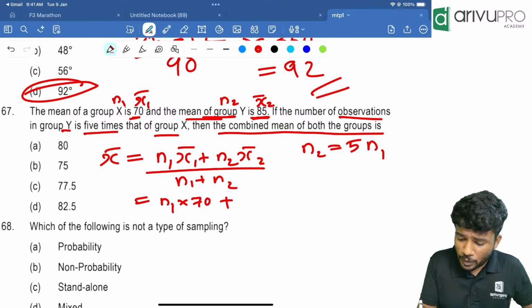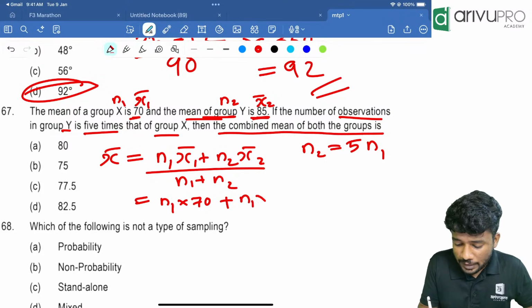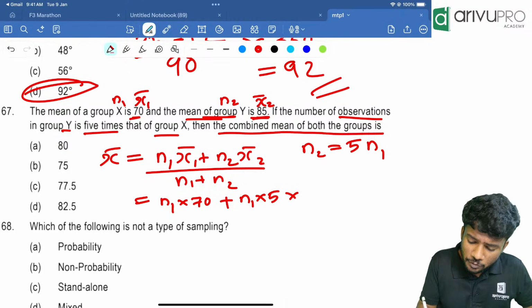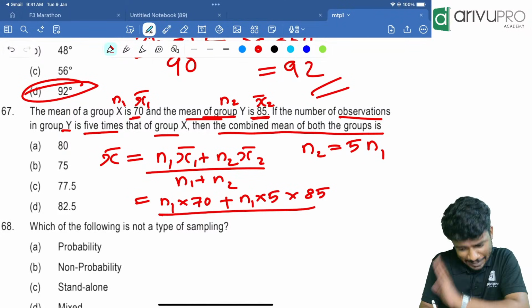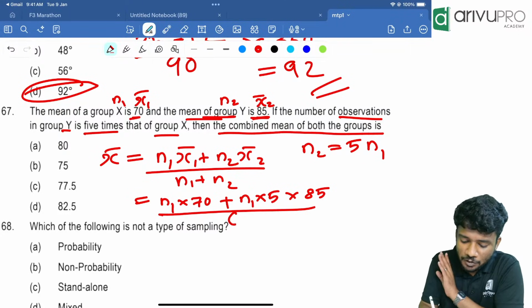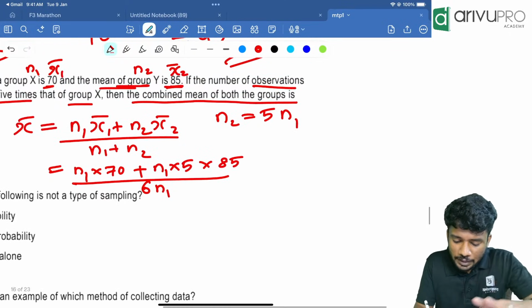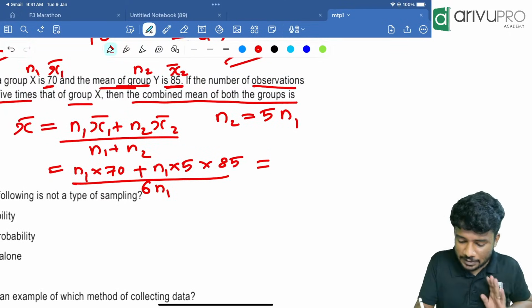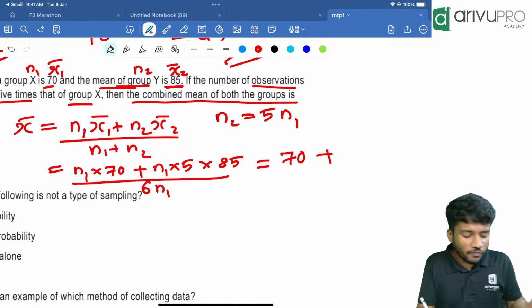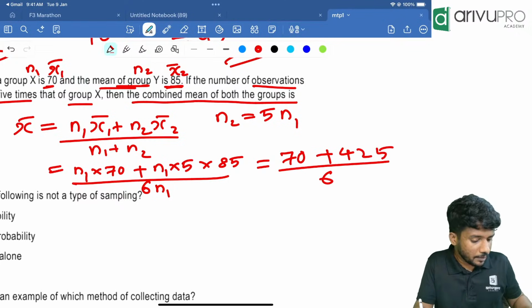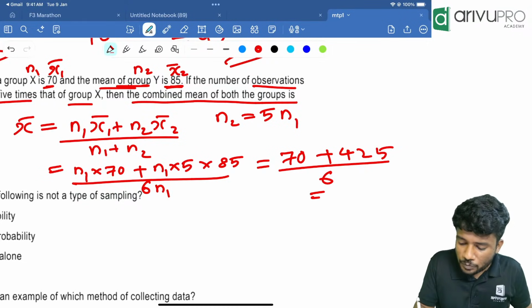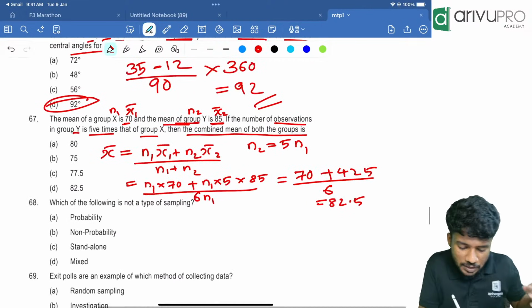Instead of N2, I will write 5N1. So N1 into 5 into x2 bar, which is 85, divided by N1 plus 5N1, which is 6N1. Take N1 common from everything and cancel it off. That means 70 plus 5 into 85 divided by 6. 85 into 5, that is 425, so 425 plus 70 divided by 6, which is 82.5 is your answer. Option D is your answer.